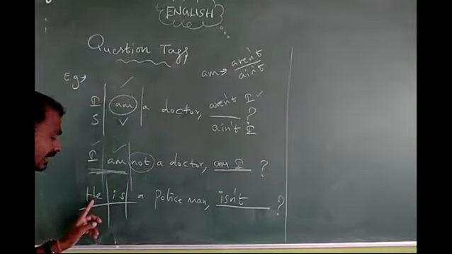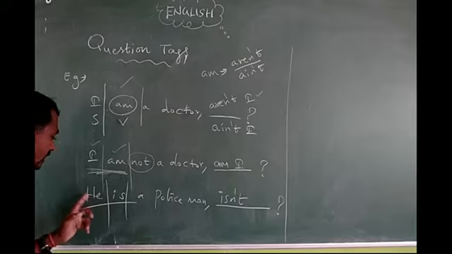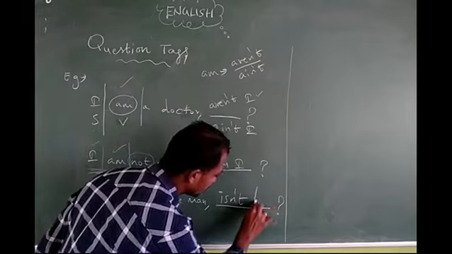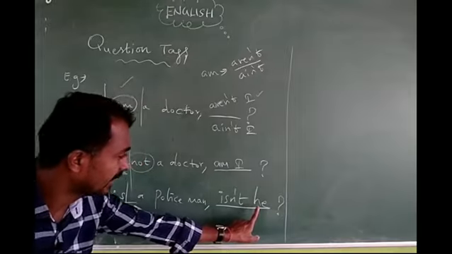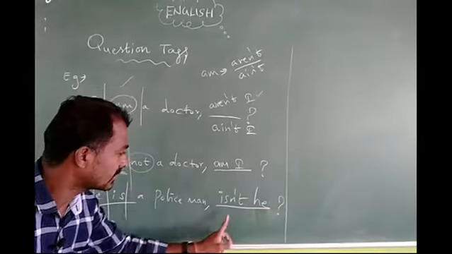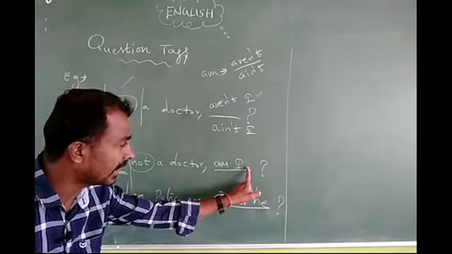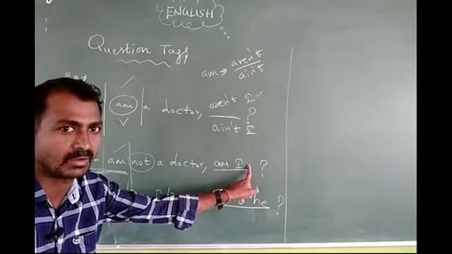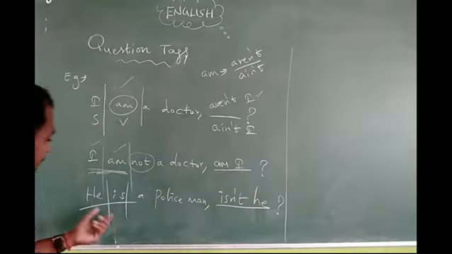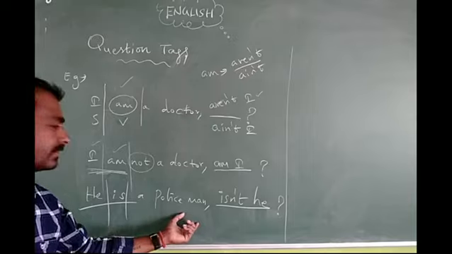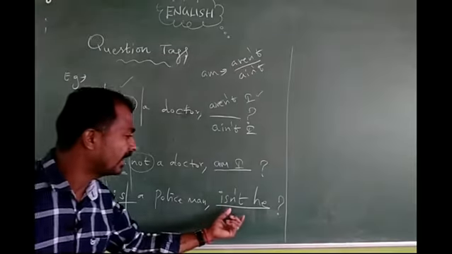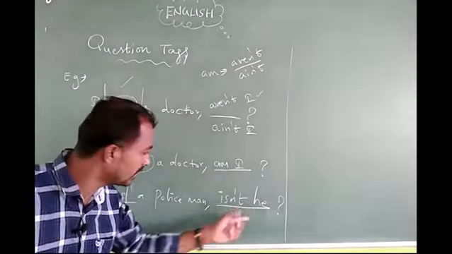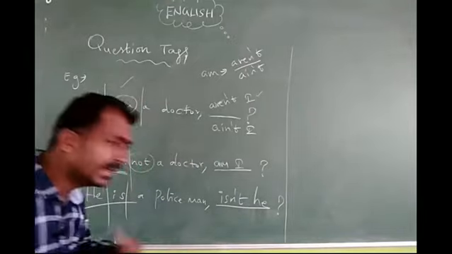Then the doer. What is the doer here? The pronoun "he" is mentioned here. So the "he" becomes a small letter. We have to write it in a small letter: "he", like that. Isn't he? But "I" is always a capital letter. The remaining part: "He is a policeman." Positive. I have added a short question at the end of the statement: isn't he? That's all.